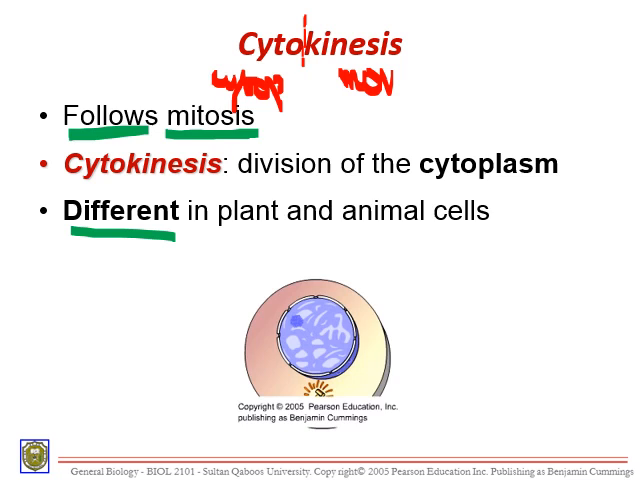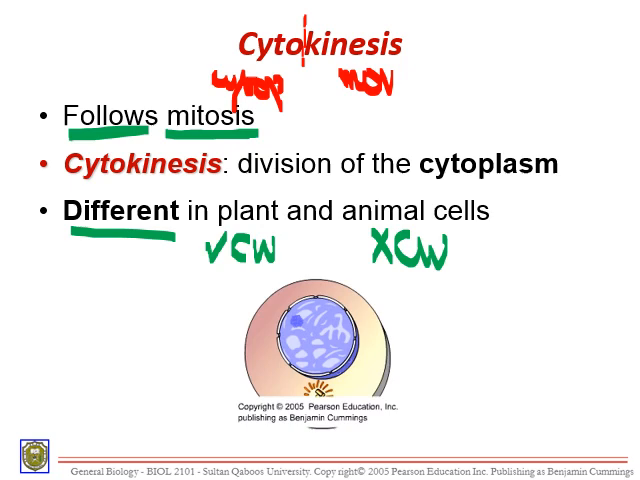Why is it different? For a simple reason, it's because the plant cells have a cell wall, while the animal cells do not have a cell wall. And that's why cytokinesis is different. And in the next slide, we are going to observe the difference in cytokinesis between plant cells and animal cells.